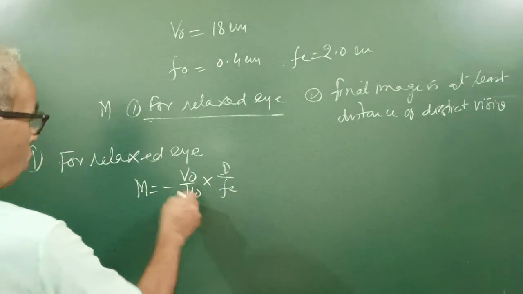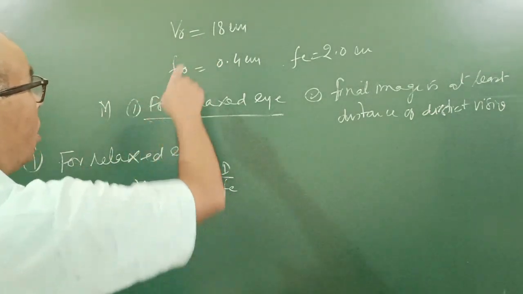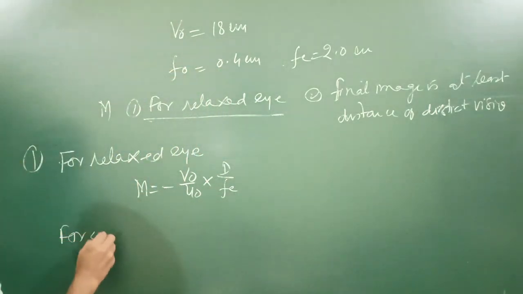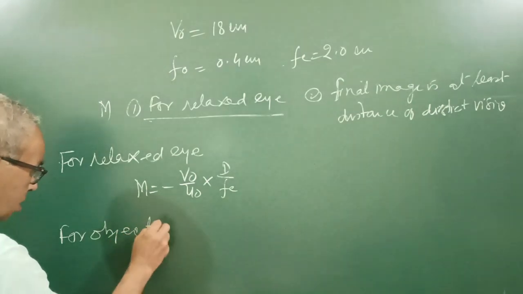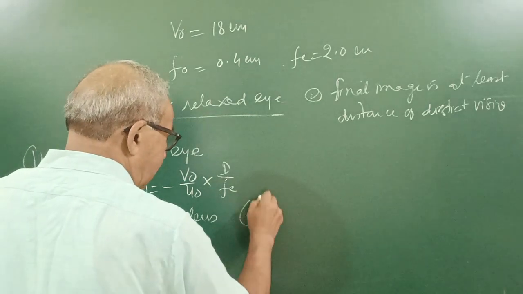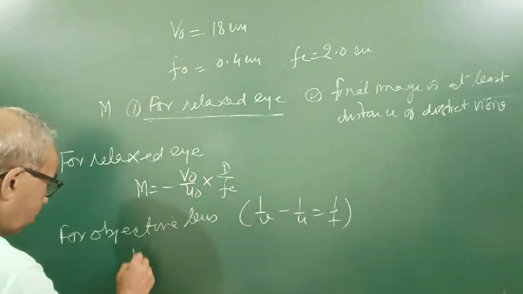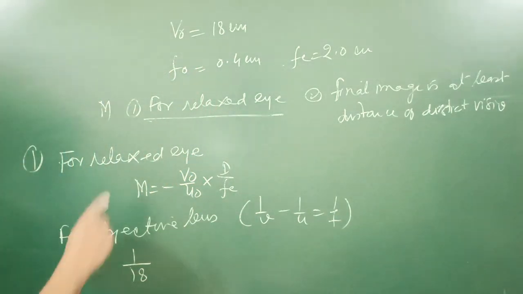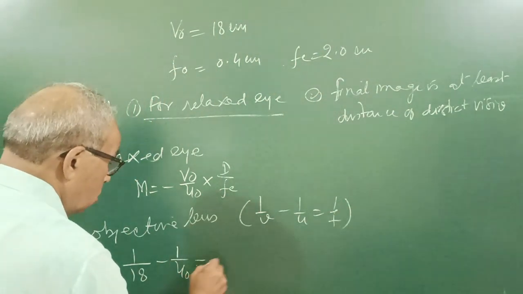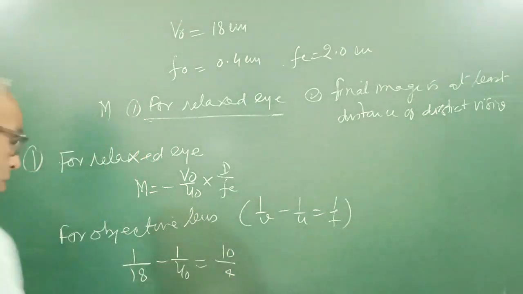So you need UO. You are given FO and VO for the objective lens. The lens equation is there. Remember it. We get 1 upon 18, because the image is real, other side positive, minus 1 upon UO is equal to 1 upon FO, which is 10/4.